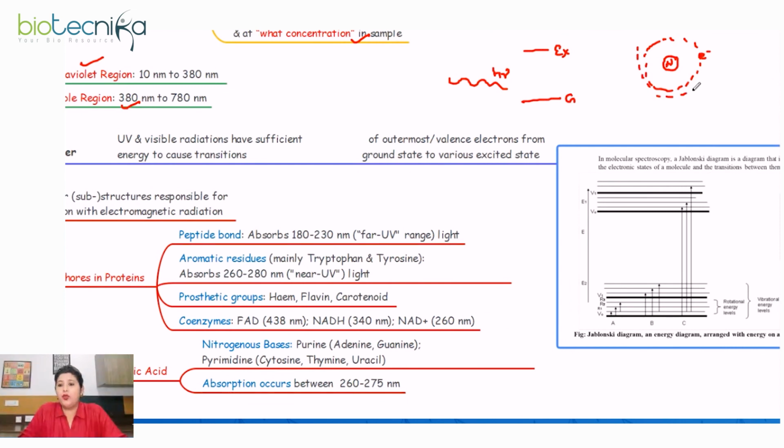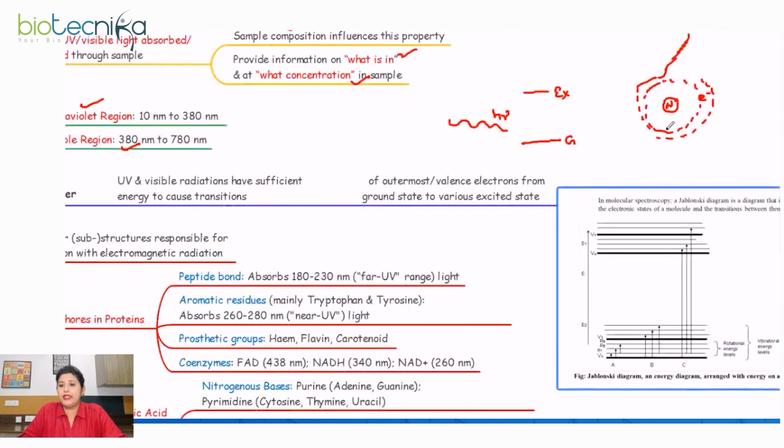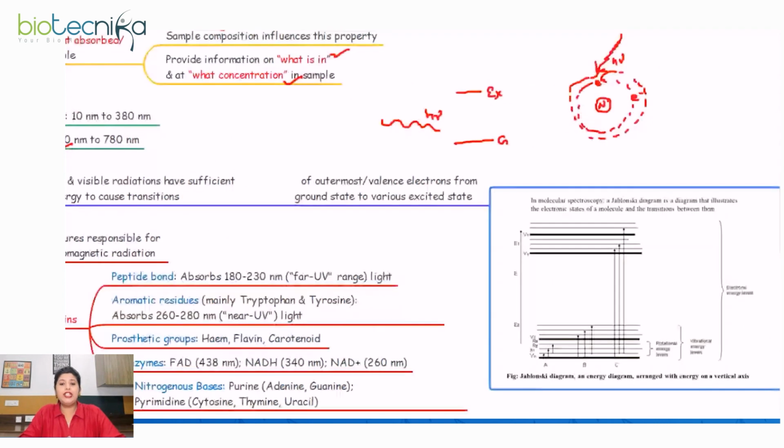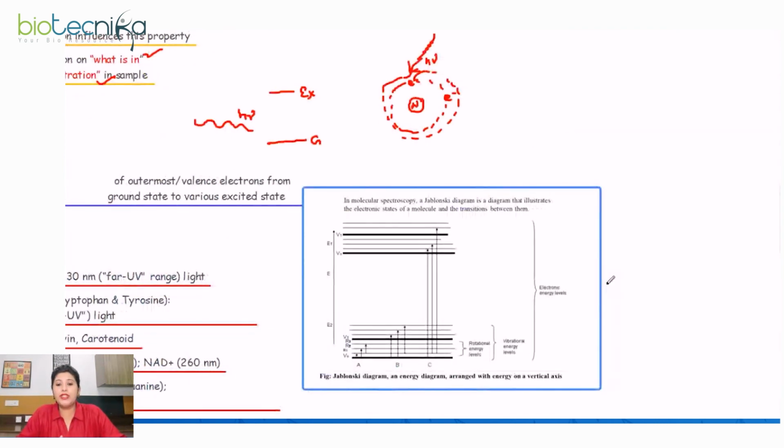Now, when the photon of light h nu strikes this atom, the electron undergoes a transition. Let's say one electron undergoes a transition from one energy state to a higher energy state. Here you can see the different energy levels in this diagram, which is a Jablonski diagram. It illustrates the electronic states of a molecule and the transitions between them.